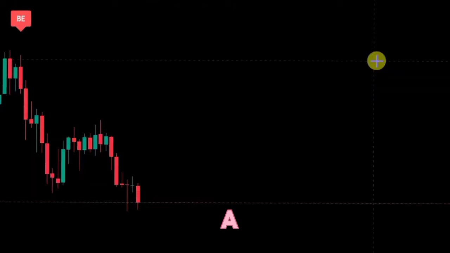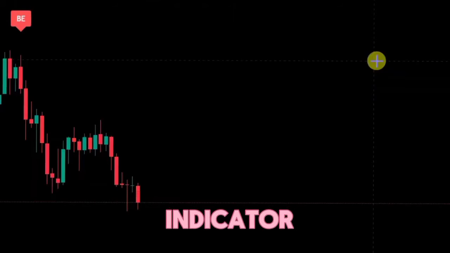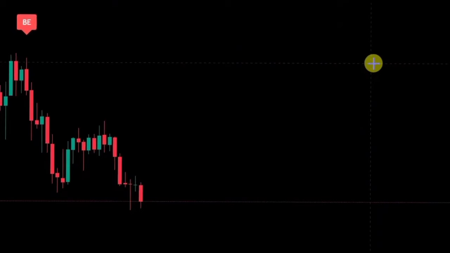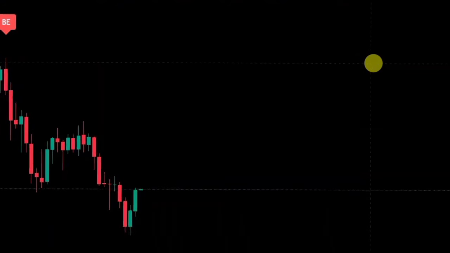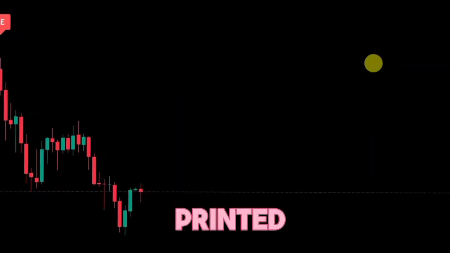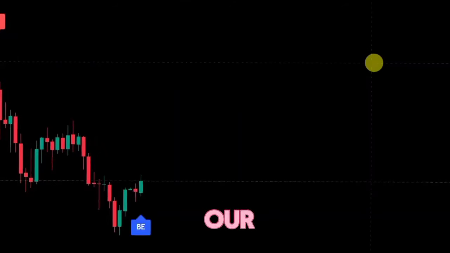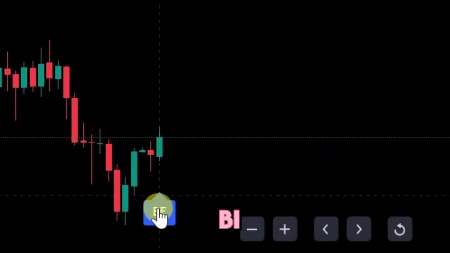Now to enter a buy position or a long position, you have to wait for the indicator to bring a buy signal, you understand, before jumping on your trade. Let's wait and watch what's happening. Now we have to wait for a buy signal to be printed before jumping on our trade. What just happened on the chart? We just printed a clean buy signal.